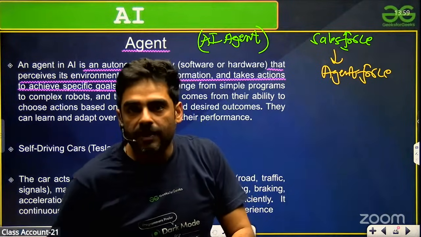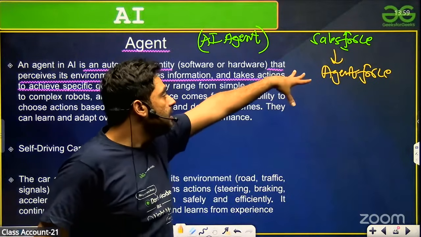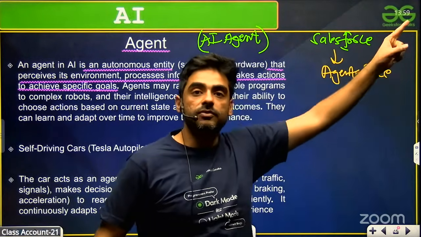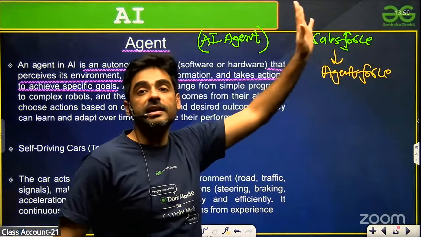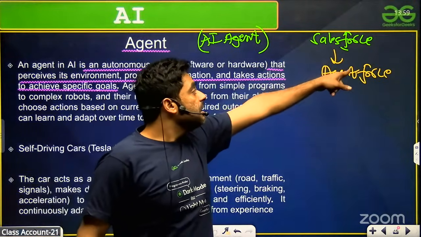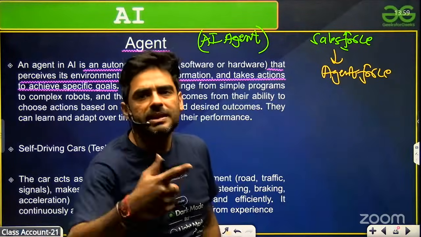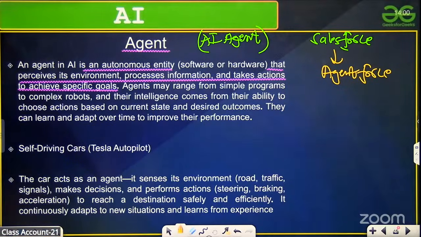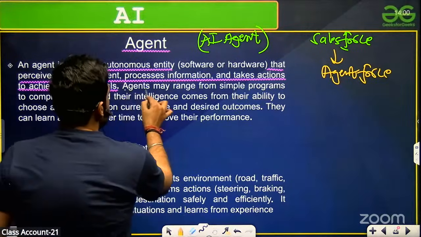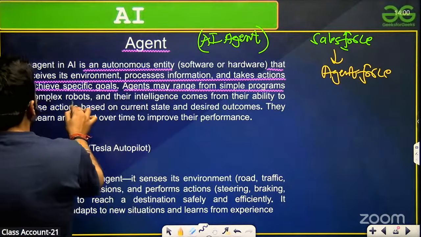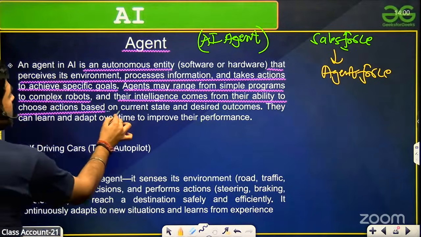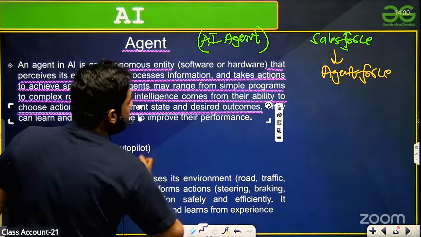I have actually done a number of sessions using Agentforce, the AI agent of the company Salesforce, and they are spending heavily in developing it. Actually nowadays every company is spending heavily in developing their own AI agents. Agents may range from simple programs to complex robots, and their intelligence comes from the ability to choose action based on the current state and the desired outcomes.